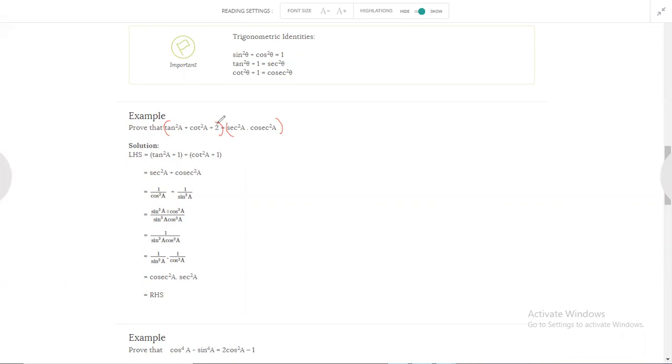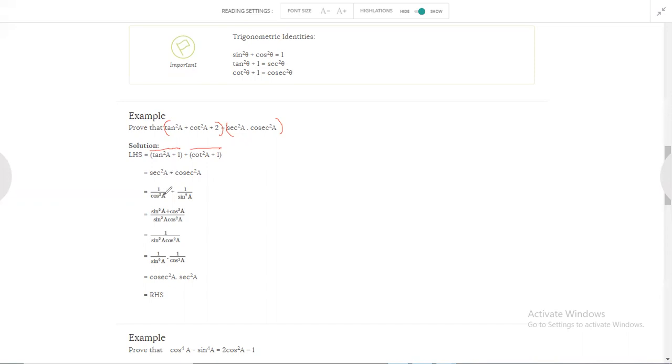But that 1 is not there, but there is a 2. So this 2 you can split and give 1 here and 1 for cot square A. So tan square A plus 1, this together we can write, and cot square A plus 1 together. 1 plus tan square A is sec square A and 1 plus cot square A is cosec square A. Now you got it as sec square A plus cosec square A. But what do we need? It is sec square A multiplied by cosec square A. So still we need to simplify.